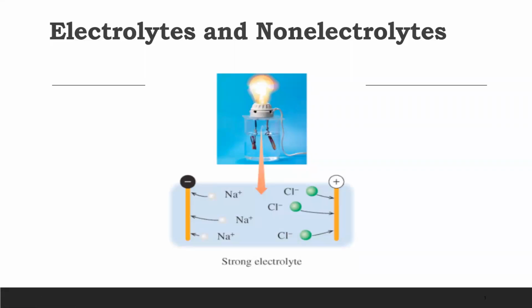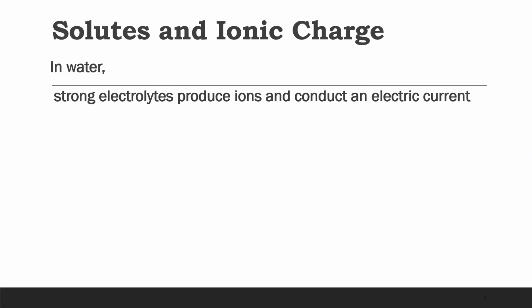In this video, we're going to talk about electrolytic solutions. Sometimes you hear electrolytes and non-electrolytes. Essentially, there are three types of electrolytes. One is a strong electrolyte. The key to understanding electrolytes is that strong electrolytes produce a large concentration of ions. They completely dissociate when they're in water, so that allows them to conduct an electrical current.